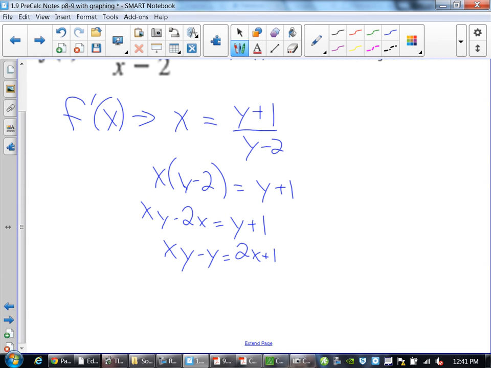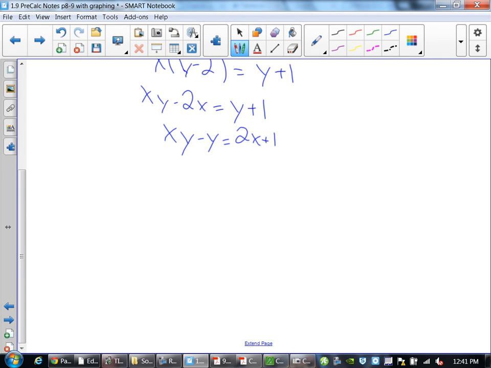Close. What do both those parts have in common on the left-hand side now? y. Can I factor that out? Factor out the y then. If I factor out the y here, I get y times x minus 1 is 2x plus 1.